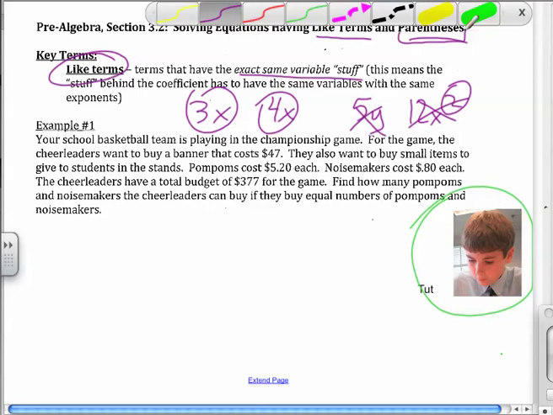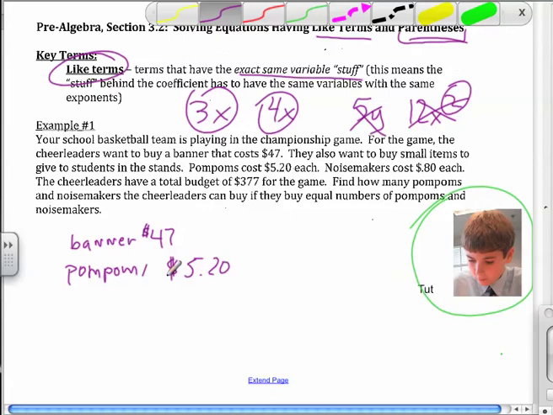It says, your school basketball team is playing in the championship game. Congratulations, guys. Well done. For the game, the cheerleaders want to buy a banner that costs $47. Okay. So we've got a banner. Banner is $47. Okay. And they also want to buy small items to give to students in the stands. All right. So we've got pom-poms. And what do the pom-poms cost? The pom-poms cost, let's see, $5.20.